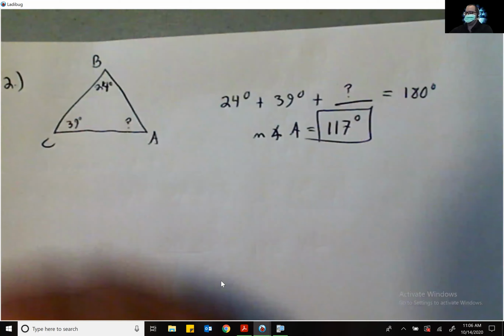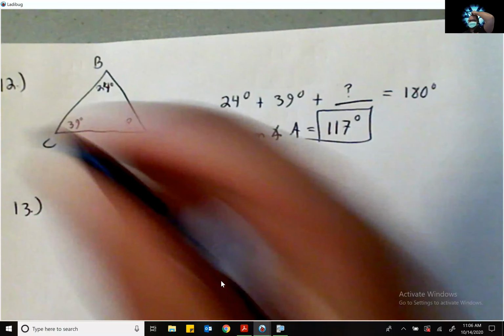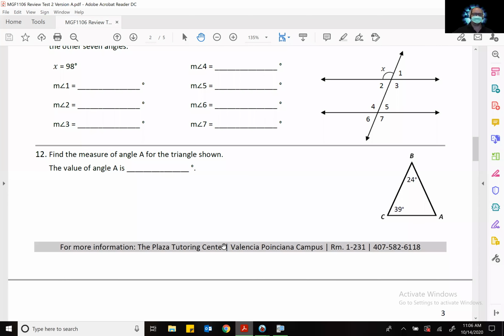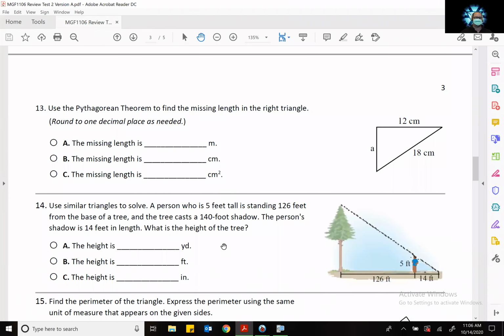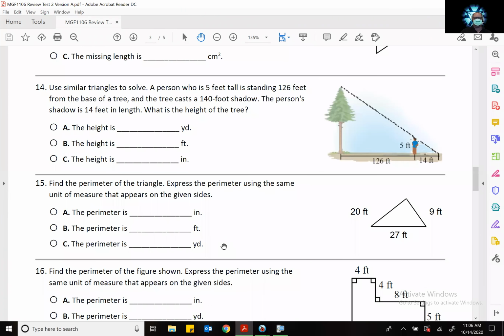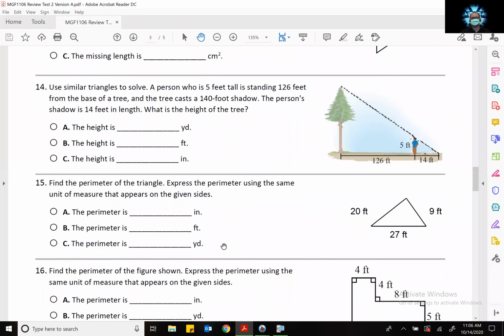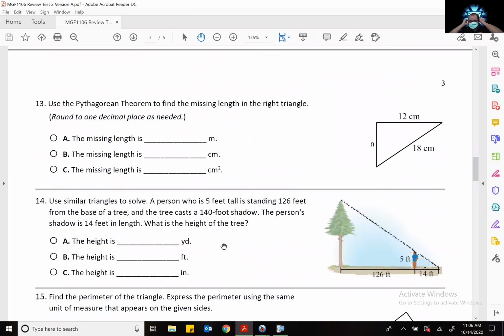All right, number 13, moving on. Again, all this is still in 10. Number 10 and 11 were all 10-1. Number 12 is starting on 10-2. And number 13 and 14 all come from 10-2.